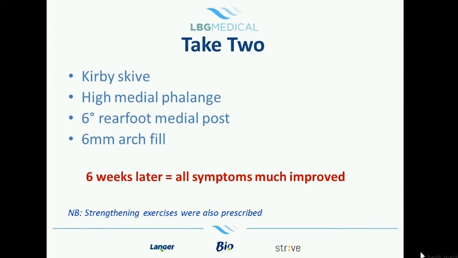We had a high medial flange still, because when I reassessed her, that didn't interfere with where her subtalar joint axis lay. This time we had a 6-degree rear foot medial post, and we had a 6 mm arch fill. Basically the arch was pretty flat, so there was nothing pushing up on that axis line. So she tried these, came back 6 weeks later, and everything was much improved.